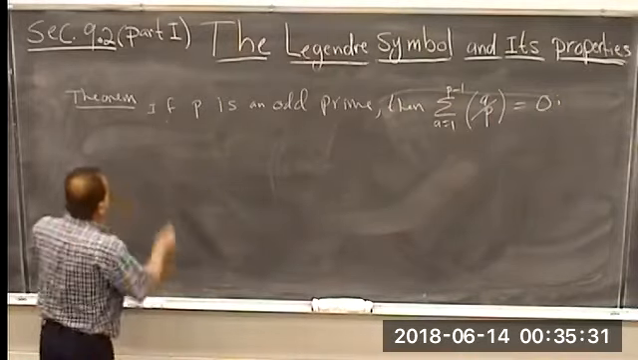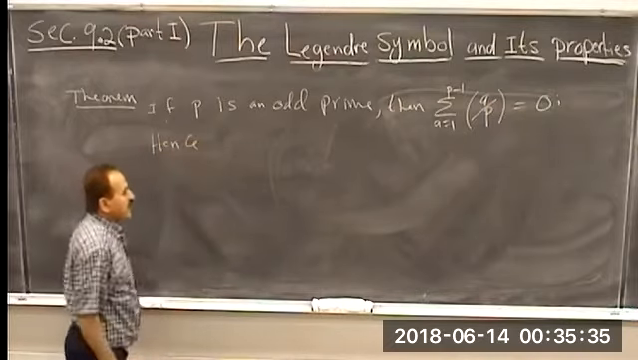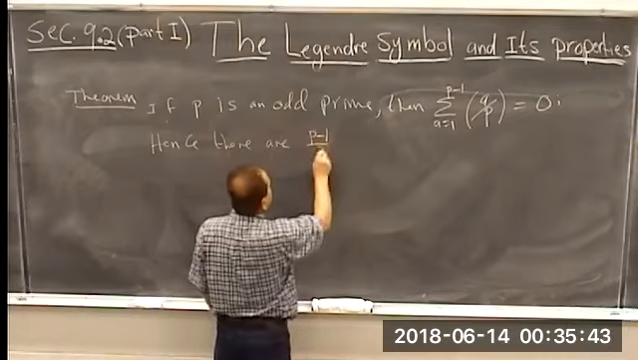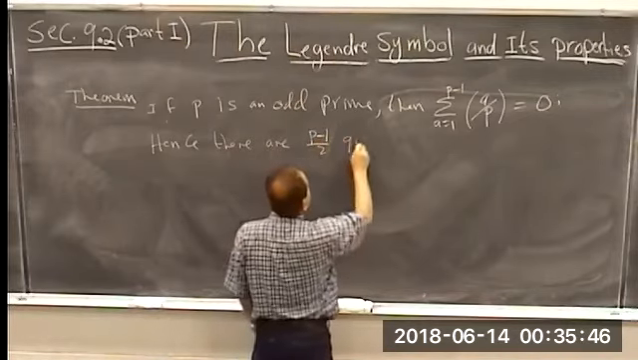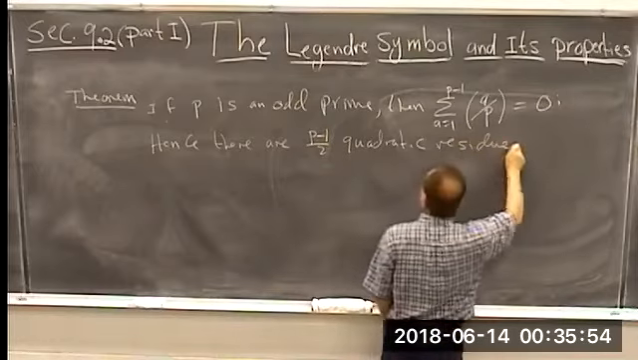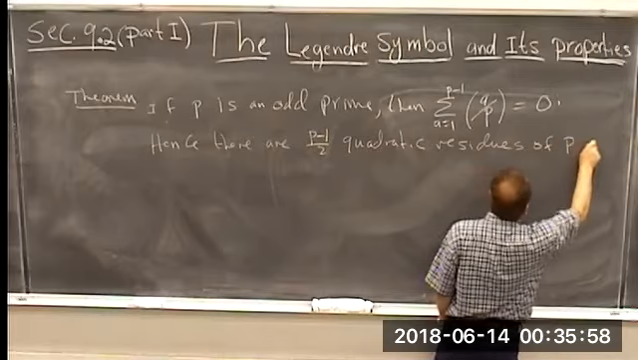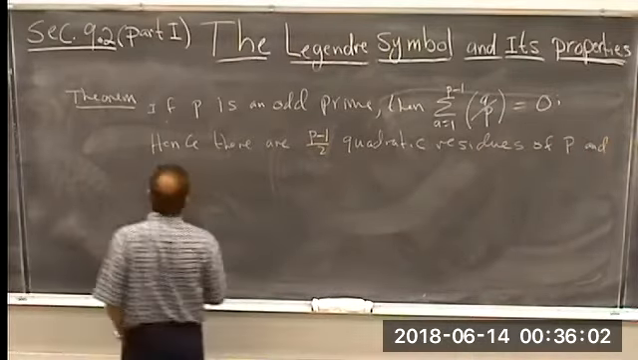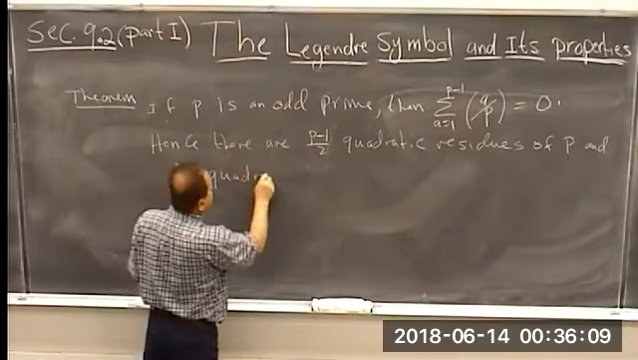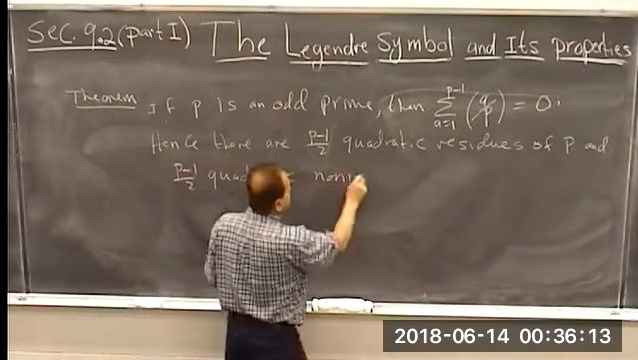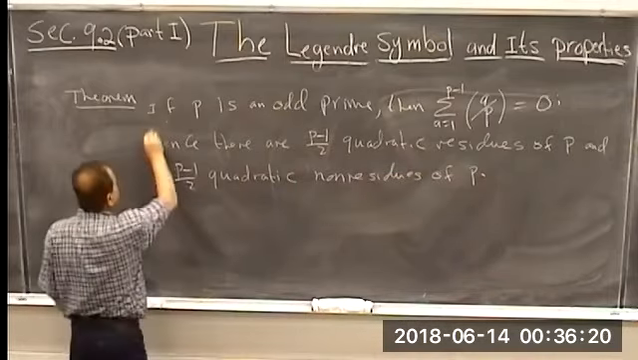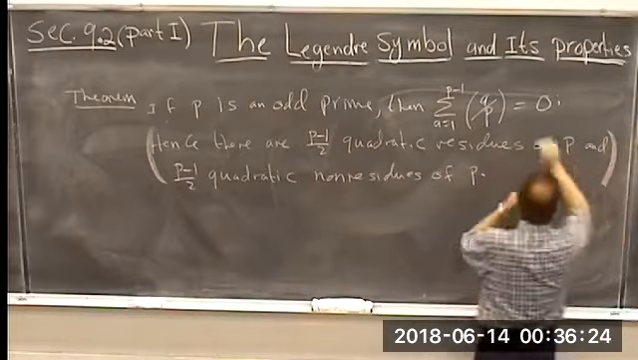Hence there are P minus 1 over 2 quadratic residues of P, and the same number, P minus 1 over 2 quadratic non-residues of P. Let me actually prove this, because this is a simple conclusion once we prove this summation is equal to 0.